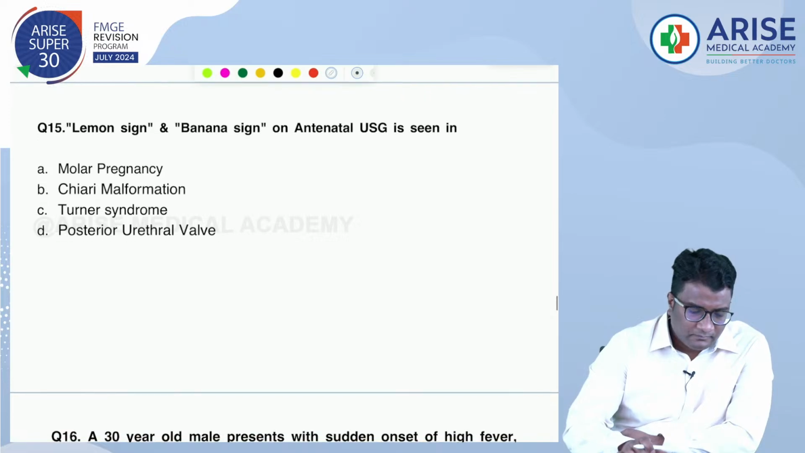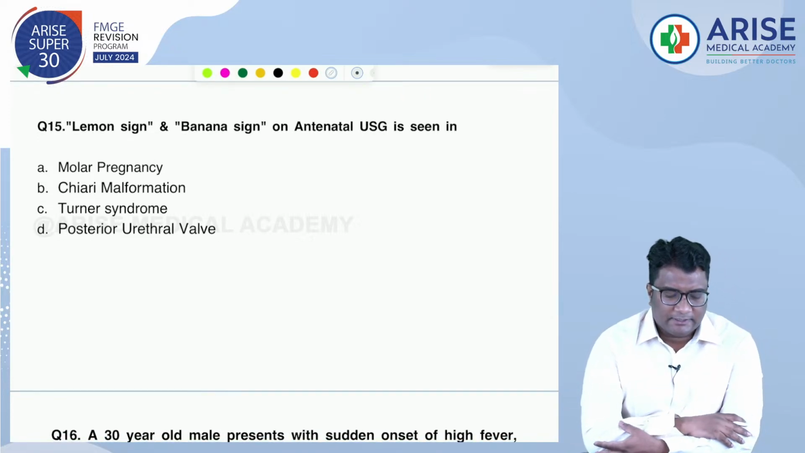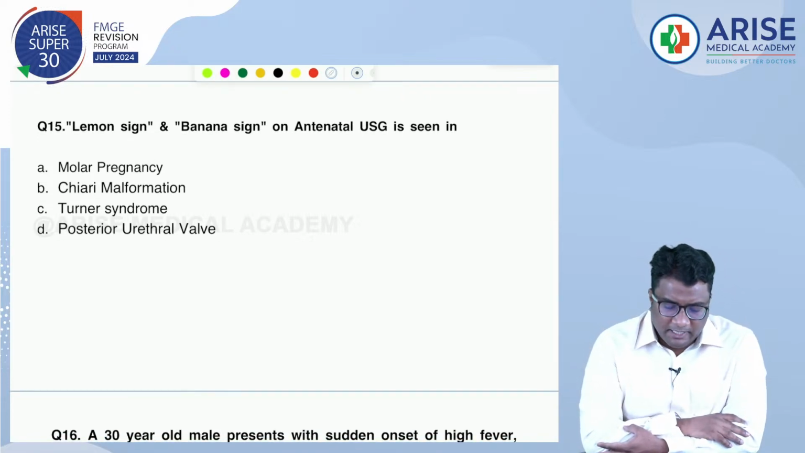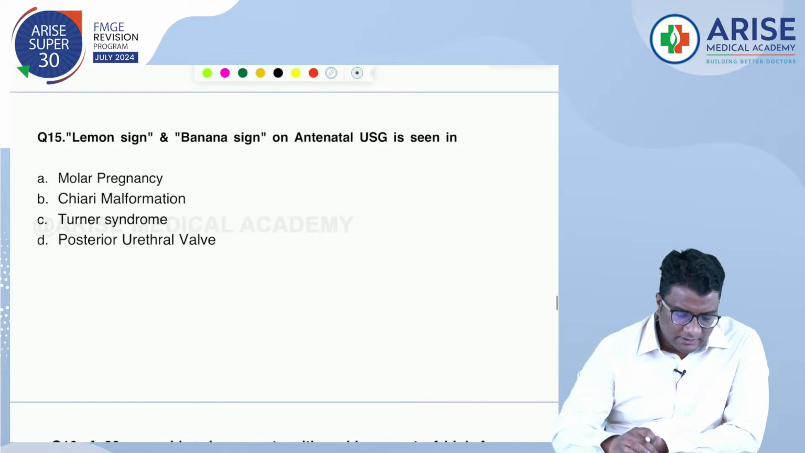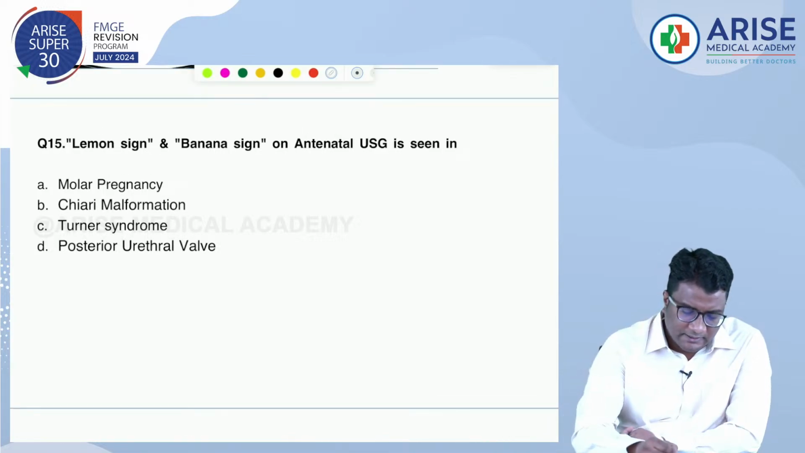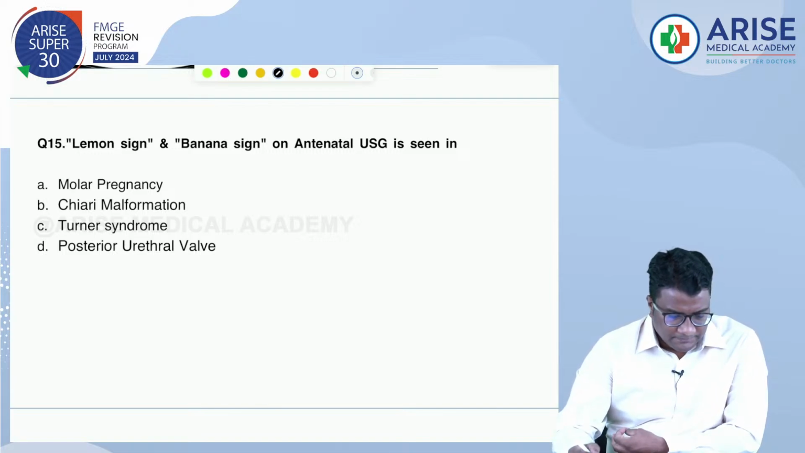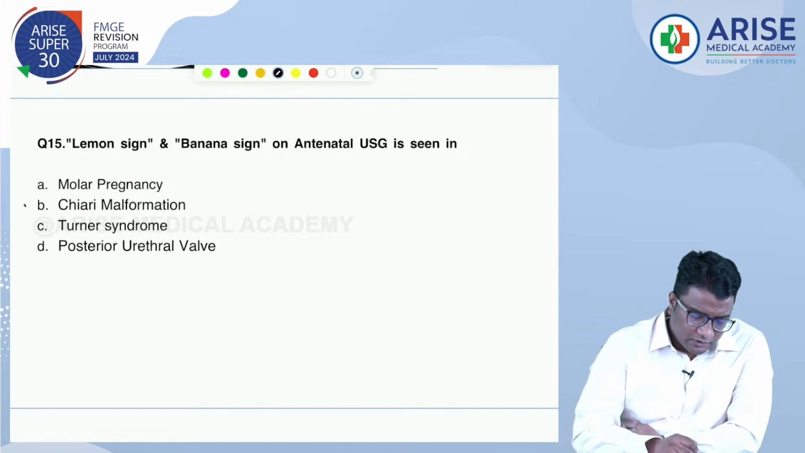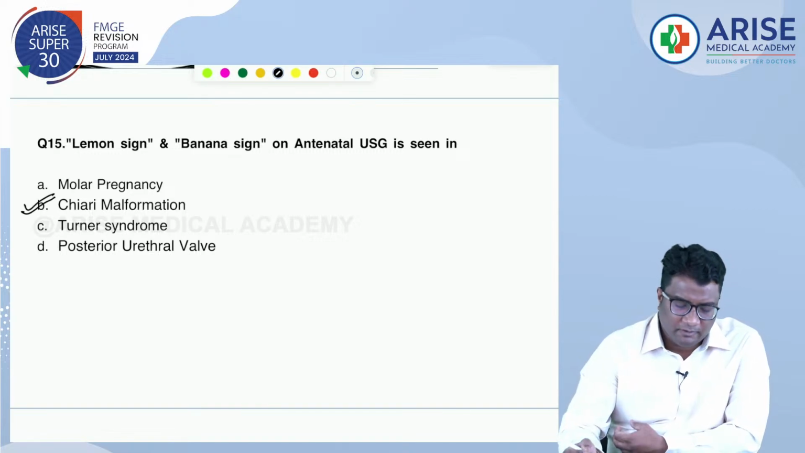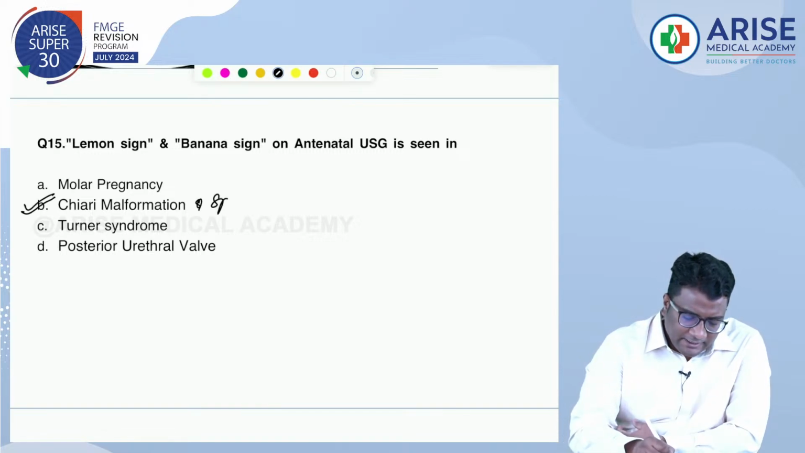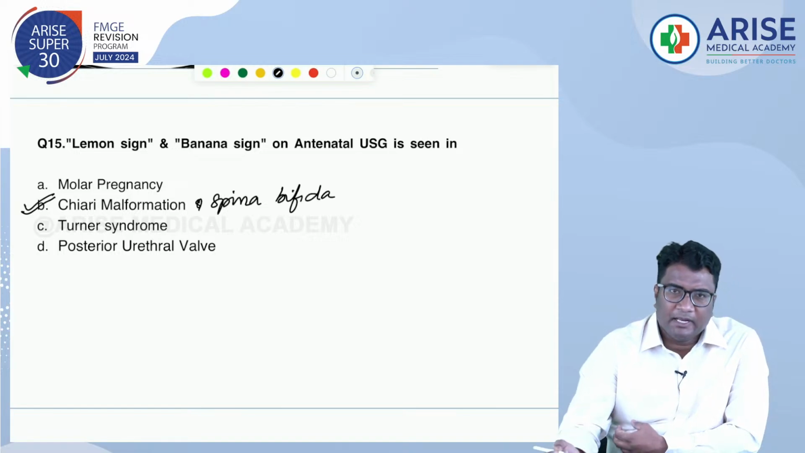Next structure, guys. Next question. Lemon sign and banana sign on antenatal scan. Can you identify where you see lemon sign and banana sign? Very good, Mohit. That's right. This is a feature of Chiari malformation. Chiari malformation and spina bifida show you this lemon sign and banana sign.